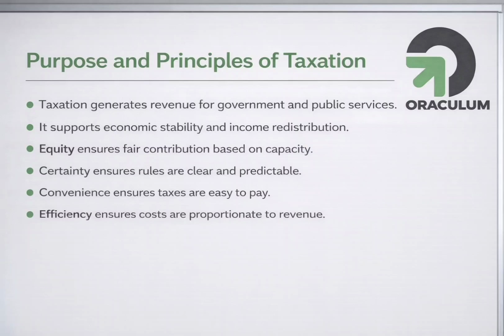Equity ensures taxpayers contribute based on capacity. Certainty ensures obligations are clear and predictable. Convenience ensures taxes are collected in a manageable way. Efficiency ensures administration costs remain proportionate to revenue.